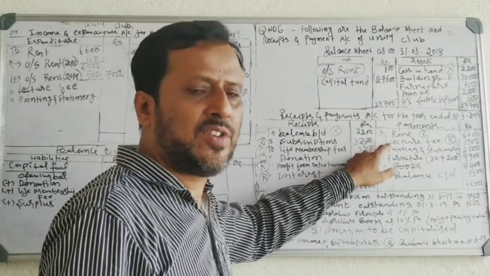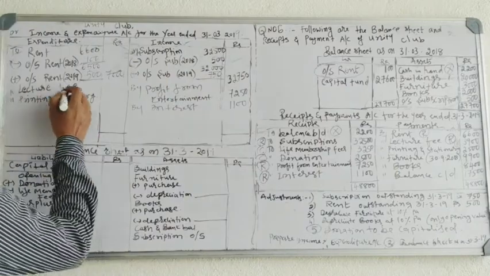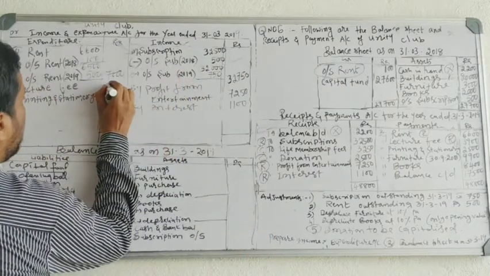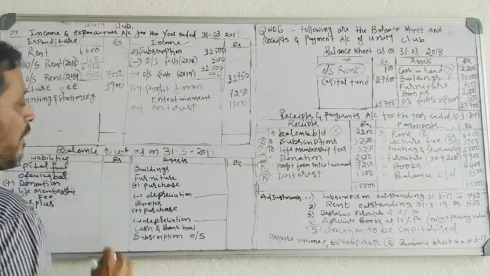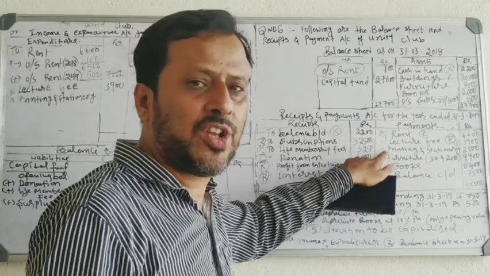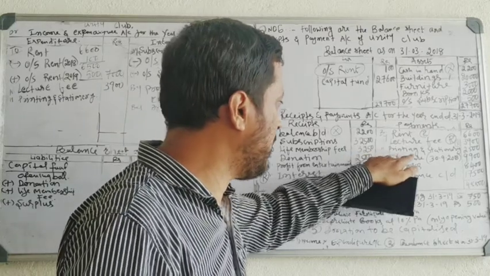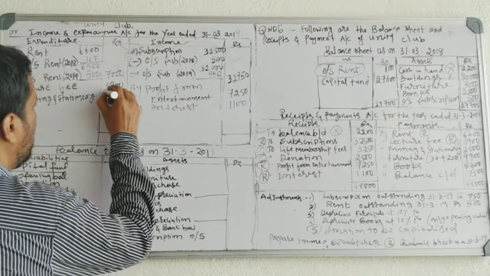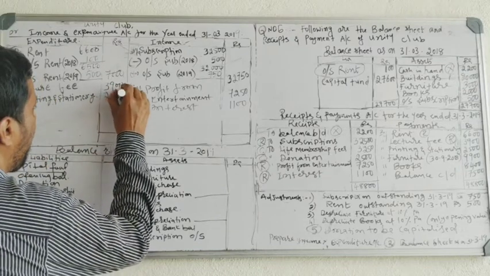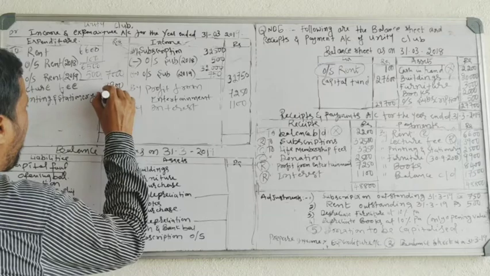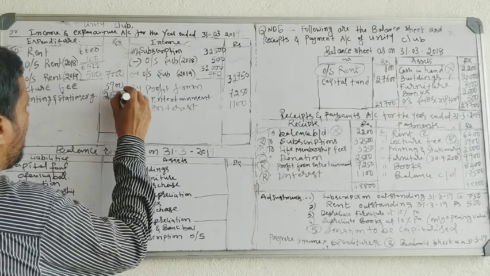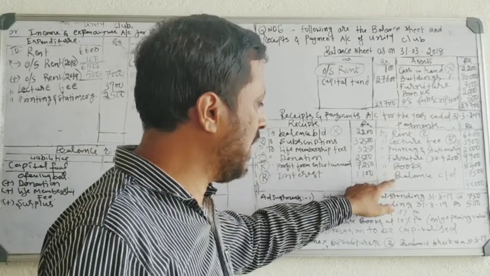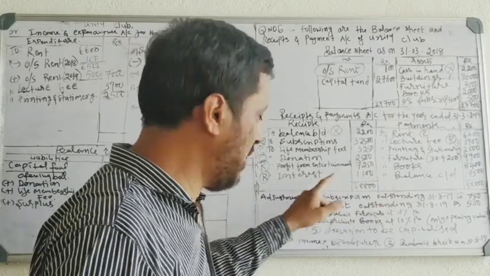Lecturers' fee is a revenue expenditure, record here. To lecturers' fee 3,900. Printing and stationery is also revenue expenditure. Printing and stationery 2,500, debit side. To printing and stationery 2,500. Now come to the other items. Furniture, books, balance carried down. These are 3 assets recorded in the balance sheet.